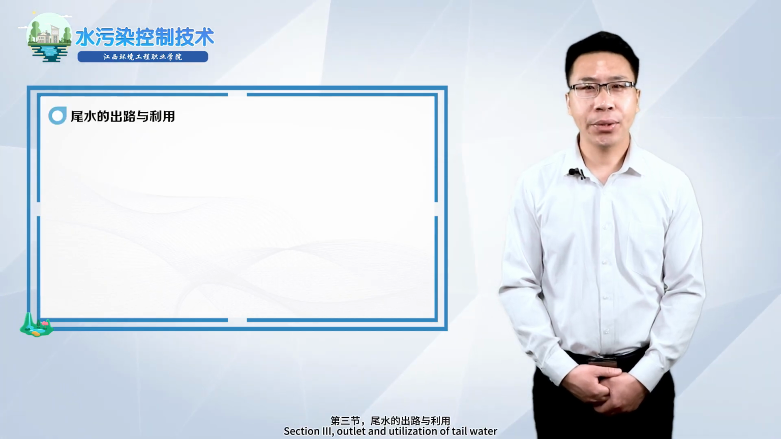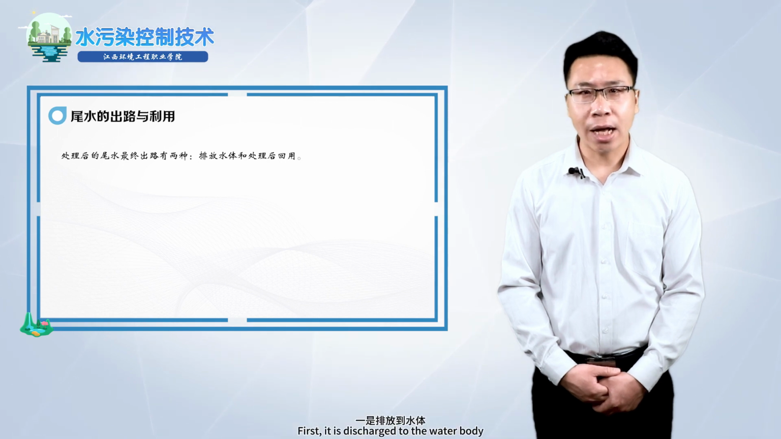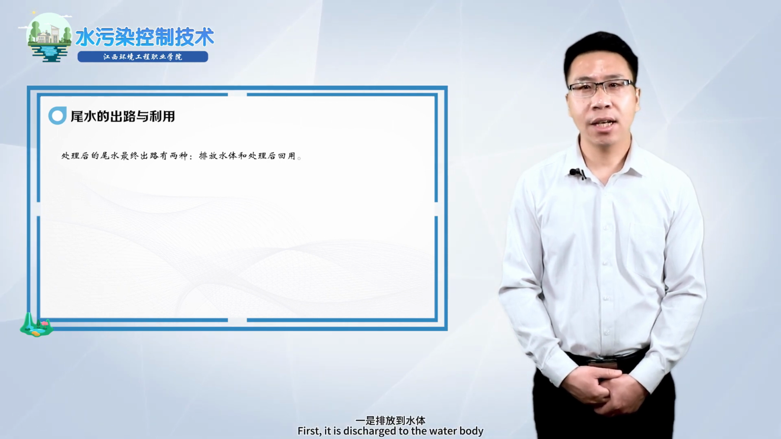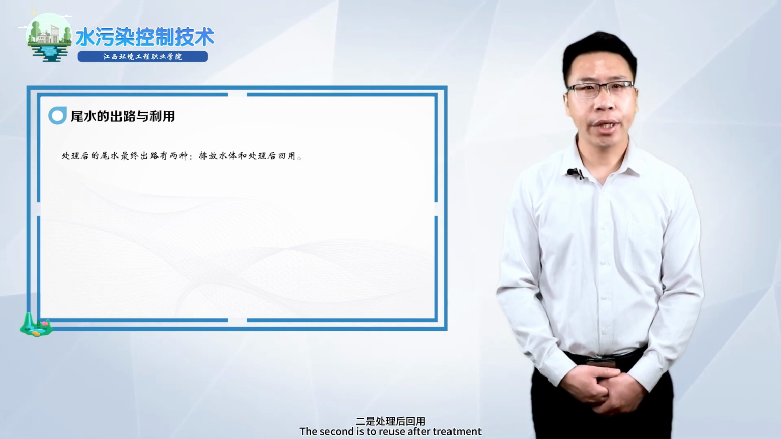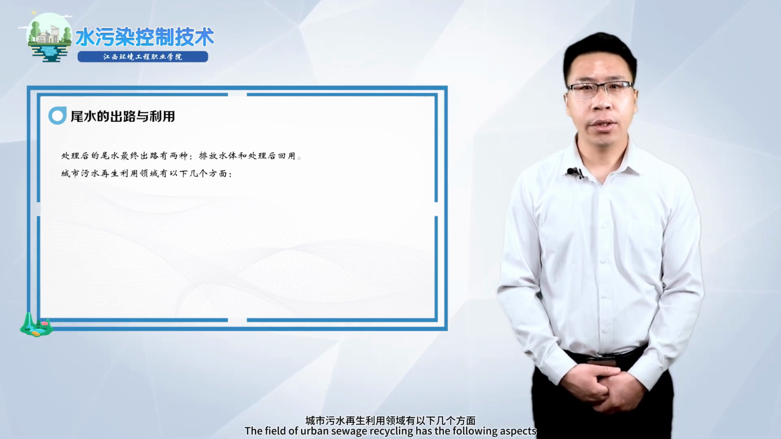Section 3. Outlet and utilization of tailwater. There are two final outlets for the treated tailwater. First, it is discharged to the water body. The second is to reuse after treatment. The field of urban sewage recycling has the following aspects.